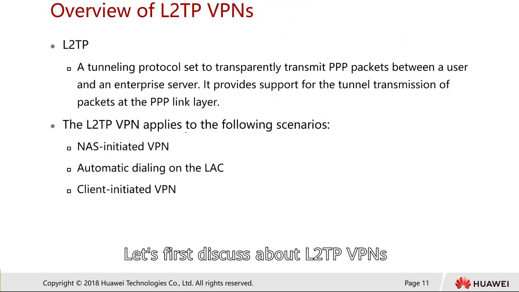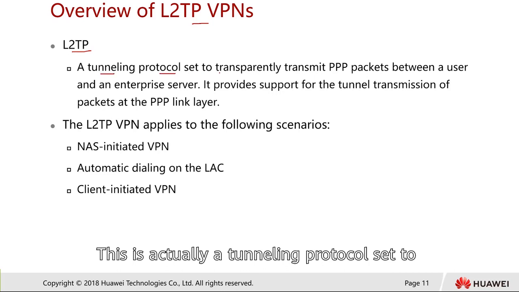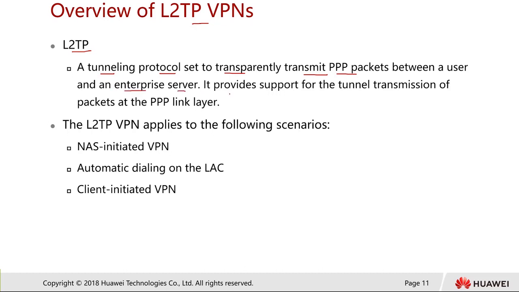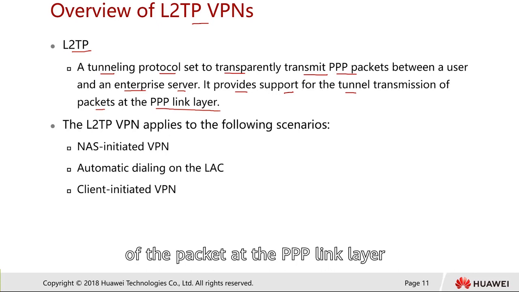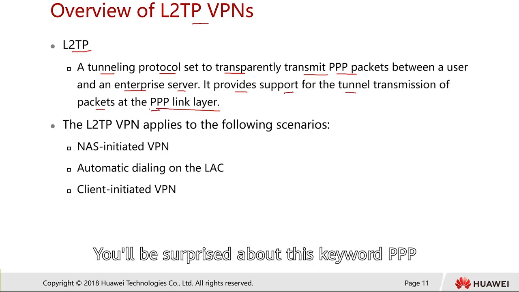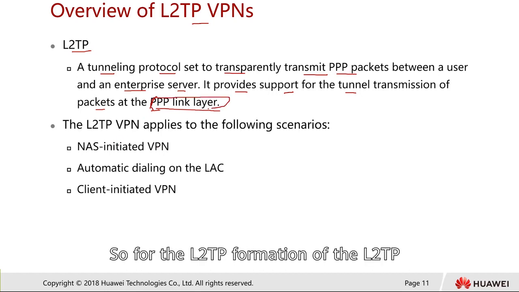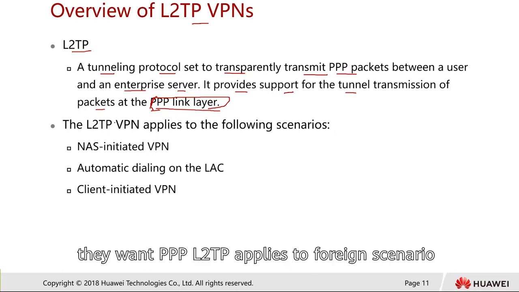Okay, so let's first discuss L2TP VPN. L2TP stands for Layer 2 Tunneling Protocol. This is a tunneling protocol set to transparently transmit PPP packets between the user and the enterprise server. It provides support for the tunnel transmission of the packet at the PPP link layer. Now you'll be surprised, this keyword PPP is actually point-to-point protocol. So the formation of L2TP actually involves PPP as well. Yes, correct, the PPP that we usually use to connect to the internet.